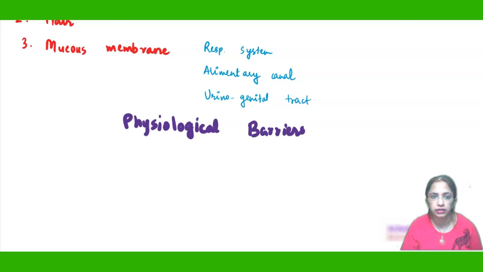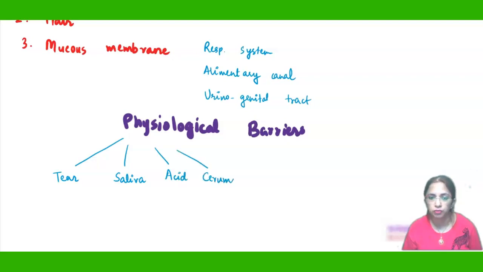Physiological barriers include your tear from the tear gland, your saliva from the salivary gland, your acid in the stomach, your wax called cerumen in the ear, bile which is produced from the liver and it is concentrated in the gallbladder, right? All these are the physiological barriers because they will resist the entry of antigen in your body, right? So tears contain lysozyme. It will help in breaking the membrane of the bacteria so that it cannot invade further.